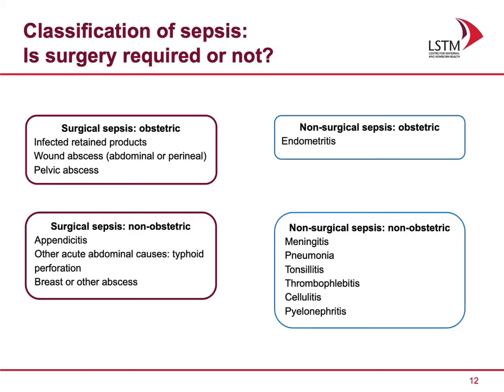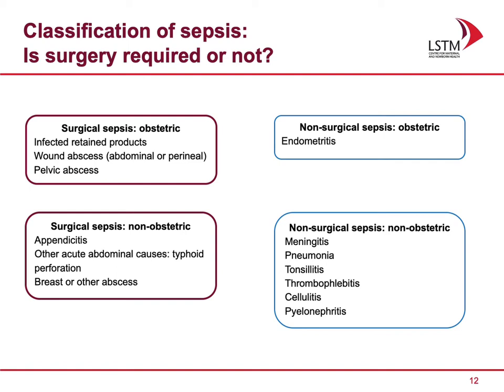So this is just a way of classifying causes of sepsis to help us work out whether surgery might be required or not. So, for example, if there's infected retained products in the uterus, those need to be removed, or if there's a wound abscess, whether it's in the abdomen following a caesarean delivery or on the perineum, or a pelvic abscess. So pus needs to be released from abscesses.